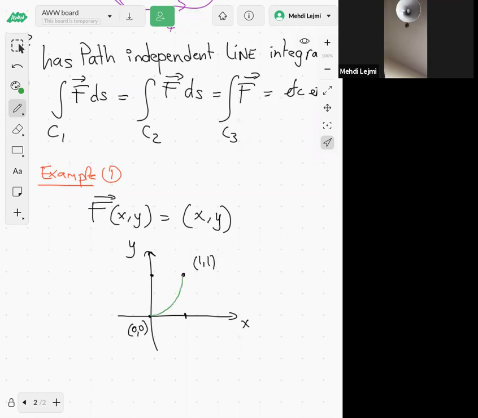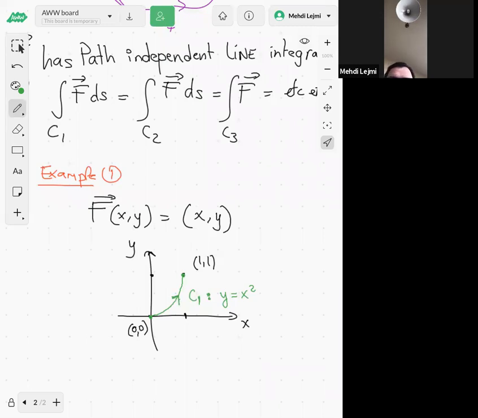Okay, so this is C1, and it's a portion of the parabola y equals x squared. You're going from (0, 0) to (1, 1). Of course, if x is 0, y would be 0, and if x is 1, 1 squared would be 1, right? So the first path I picked is just the portion of the parabola y equals x squared, and we are moving, of course, from (0, 0) to (1, 1).